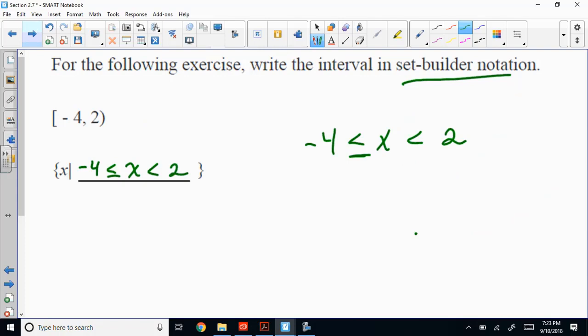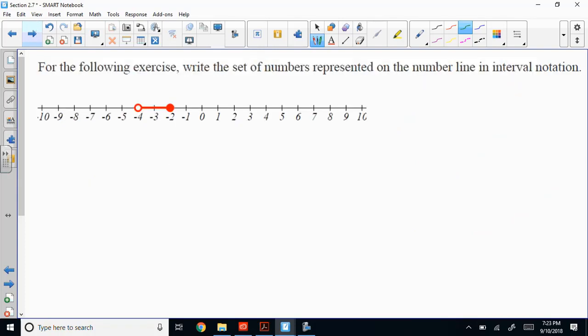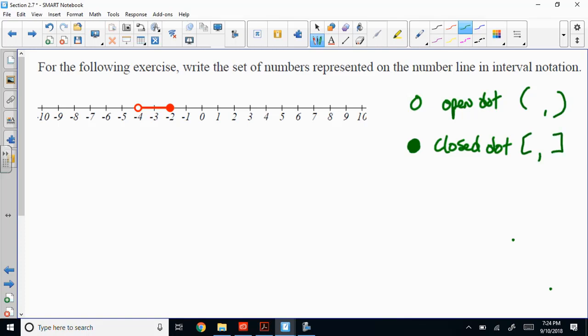Because it's algorithmically generated, it's going to check different ones, right? Okay, what does it mean for an open dot? And what does it mean for a closed dot? Well, an open dot is going to be a parentheses, either one, beginning or end. And if it's a closed dot, it would be a bracket, beginning or end, depending on where it is, right? So don't just say it's a bracket, comma, bracket, because that's not true, unless it's both closed dots.